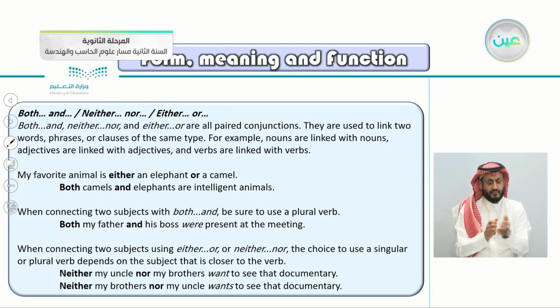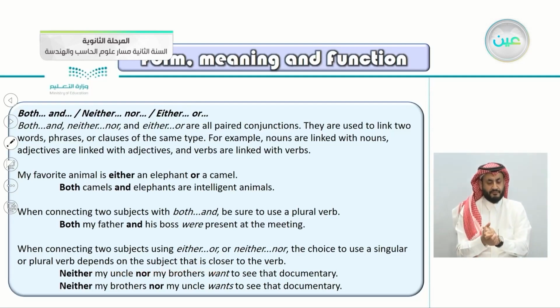When connecting 2 subjects using either or, neither nor, the choice to use a singular or plural verb depends on the subject that is closer to the verb. So when you want to connect 2 subjects using either or, neither nor, see which one is closer to the verb, then go with it. Neither my uncle nor my brother want to see the documentary.